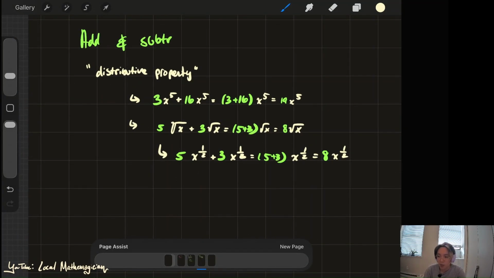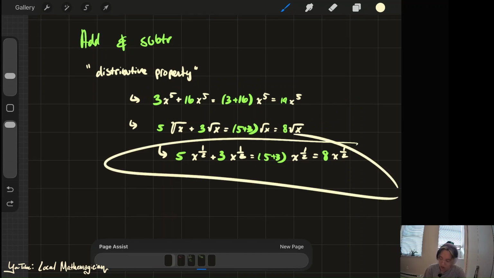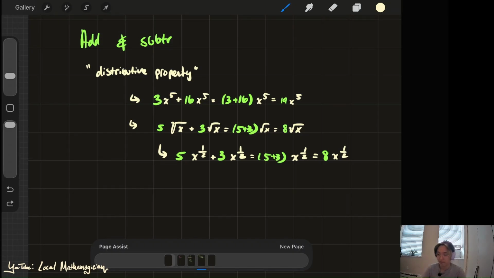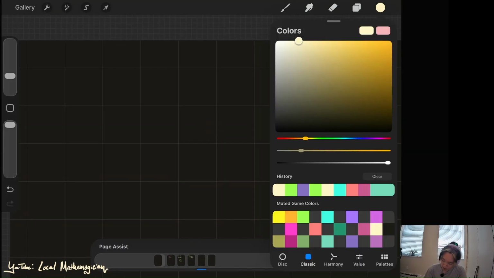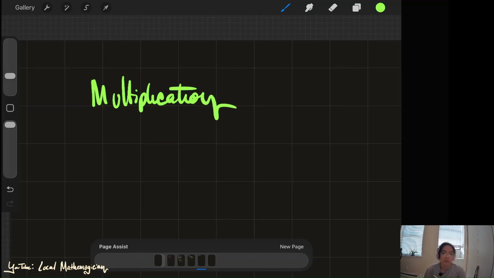Subtraction works the exact same way. If you can do it with some monomials, you can do it with this, more or less. All right? Addition and subtraction. So the next bit we'll cover is multiplication, okay? Multiplication.